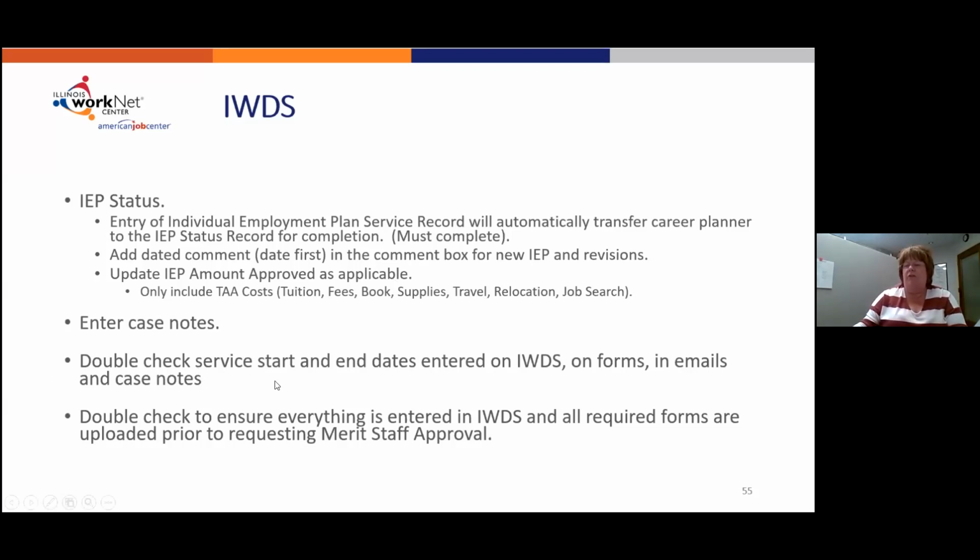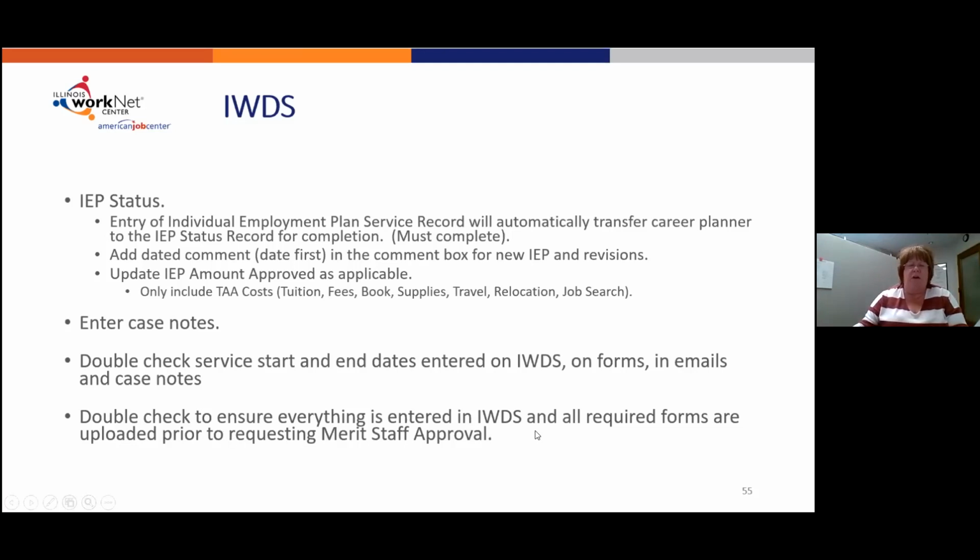Double check your service start and end dates that you enter on IWDS, on forms and emails and case notes. Make sure those match. We have several instances where the dates aren't matching, and then we have to send emails back and say, well, what do you mean by this? These dates aren't matching up. So just be mindful of that and try to watch those dates and make sure they match before you send it to us. Double check everything, please.